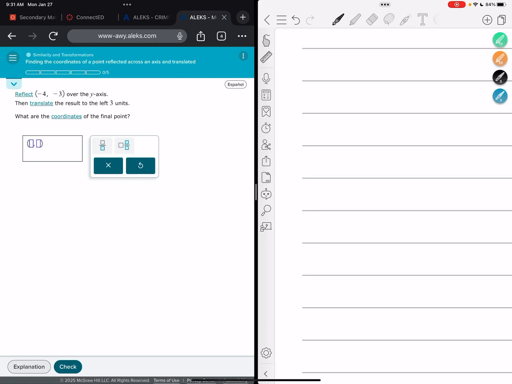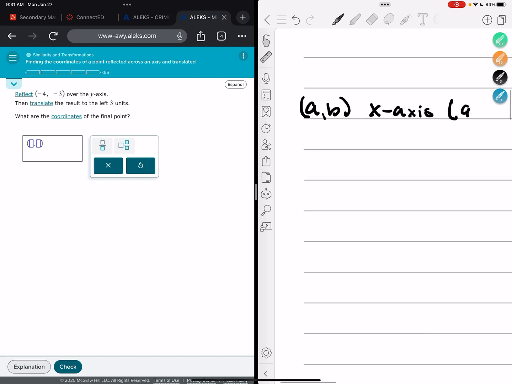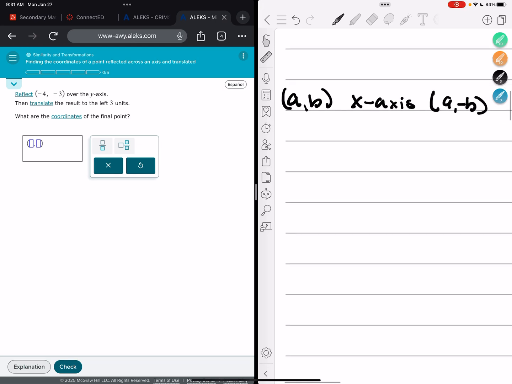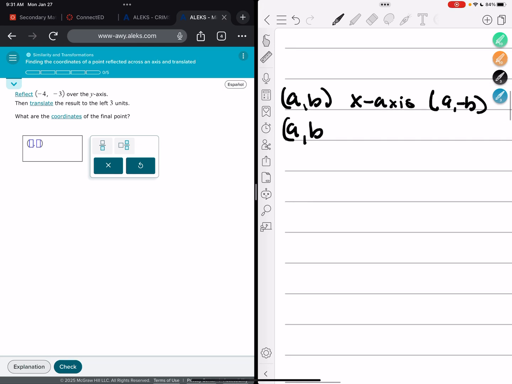Okay, so we want to look at a reflection and then a translation and see what happens to our point. First of all, we want to remember if we're given the point (a, b) and it goes over the x-axis, that means it becomes (a, -b). If we have the same thing, but this time it's reflected over the y-axis, that means it becomes (-a, b).